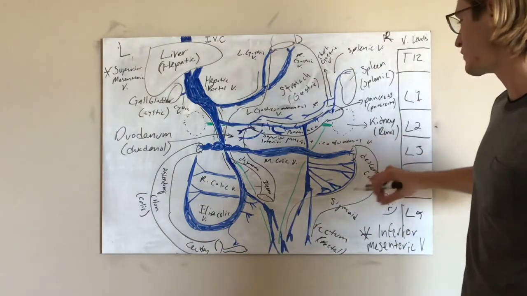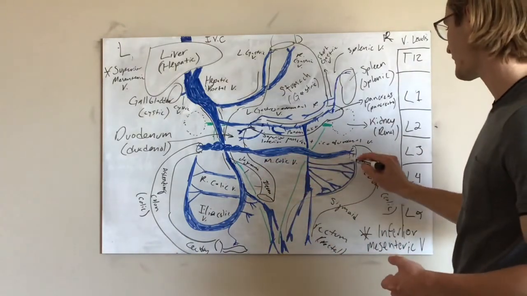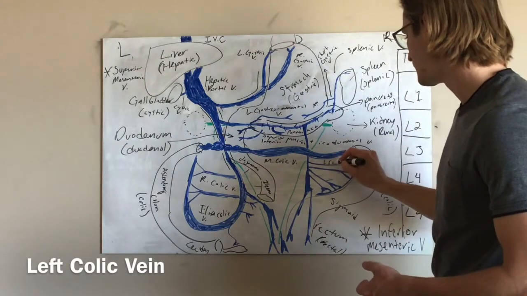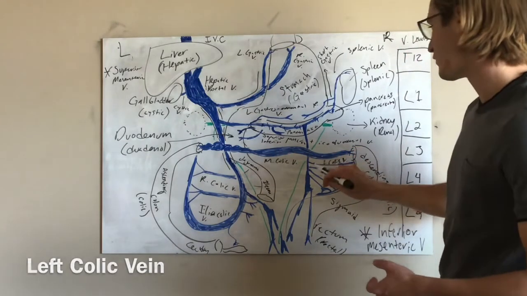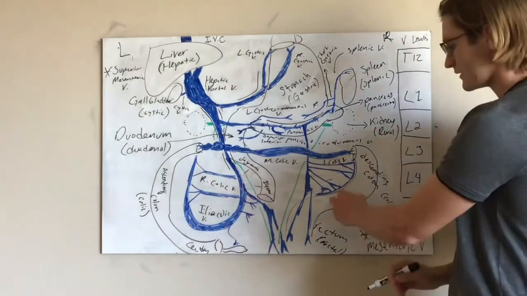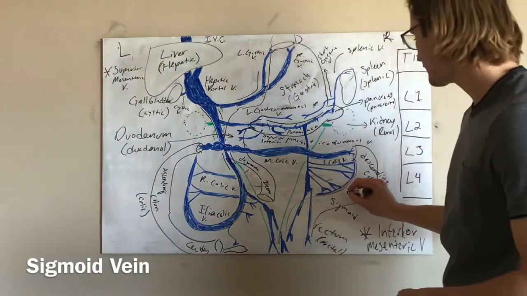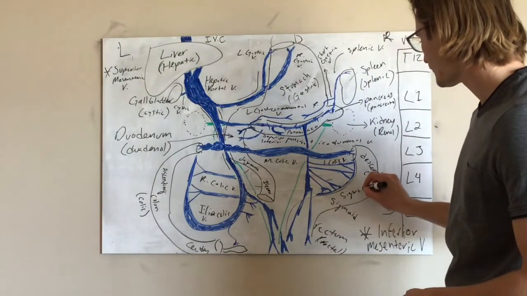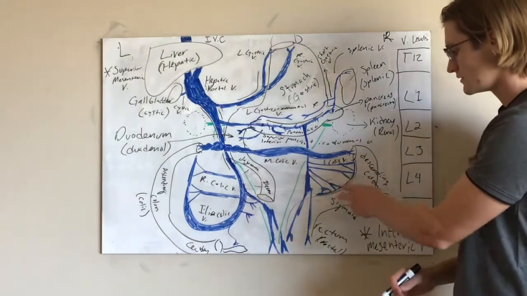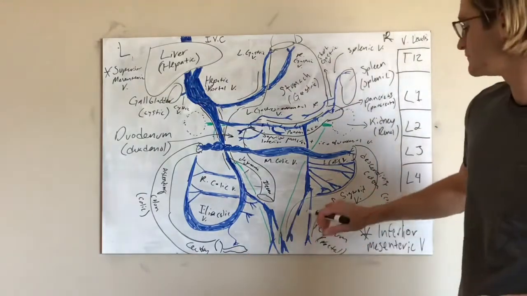So the descending colon, which colic vein are we missing? The left colic vein. So that's this guy right here. These two guys will be the left colic veins. There's a middle colic vein. This will be the left colic vein. And then right here, I said the sigmoid does not have a nickname. So these are the sigmoid veins. Sigmoid veins are going to supply the descending colon as well as the left colic veins.